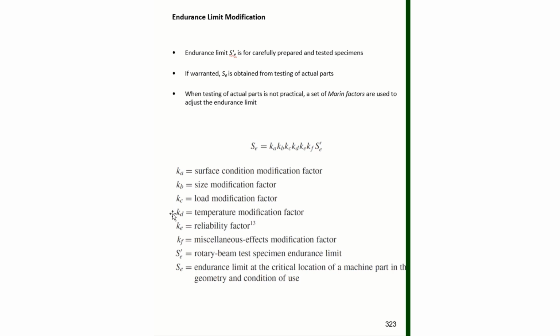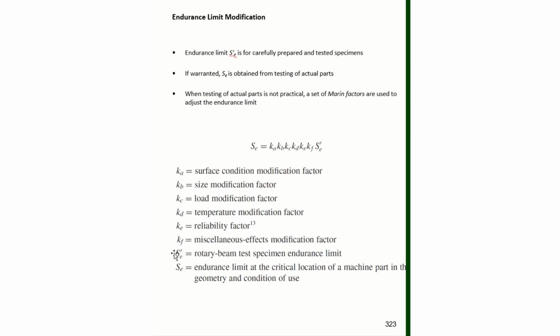The endurance limit is a strong function of temperature, and so we have a Marin factor specifically for the temperature. And Ke is a reliability factor based on the reliability we want to have in our model. And then Kf is the miscellaneous effects modification factor. This one includes a bunch of stuff. For us, we will mainly focus it on stress concentration factor effects.